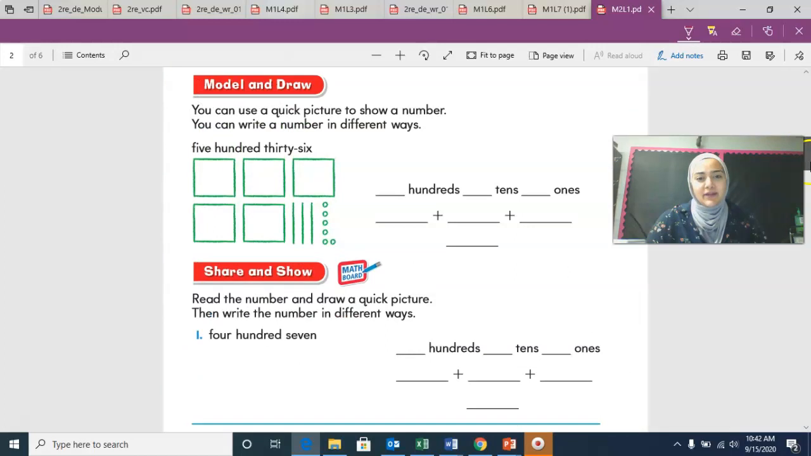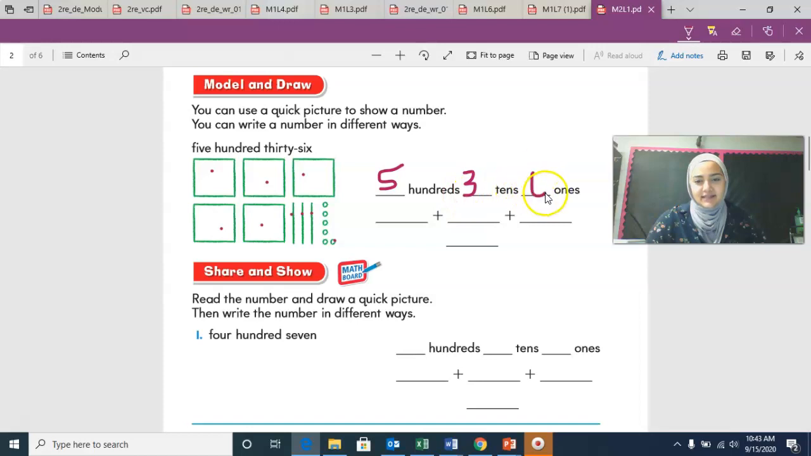You can use a quick picture to show a number. You can write a number in different ways. So here's a number, 536. There are 5 hundreds. See, 1, 2, 3, 4, 5. There are 3 tens, 1, 2, 3, and there are 6 ones, 5, 6. So how many hundreds do we see? We see 3, 4, 5. So we're going to write 5 hundreds. How many tens do we see? We see 3 tens.